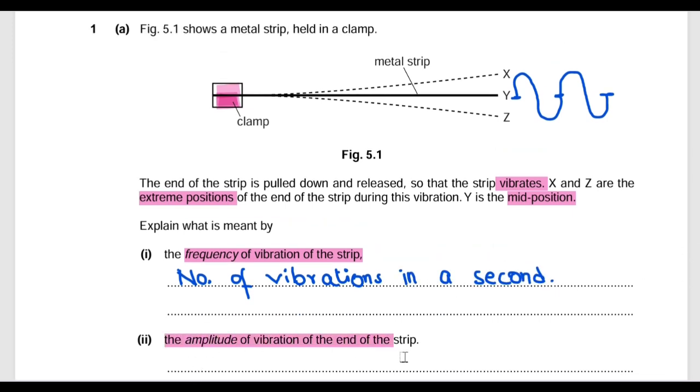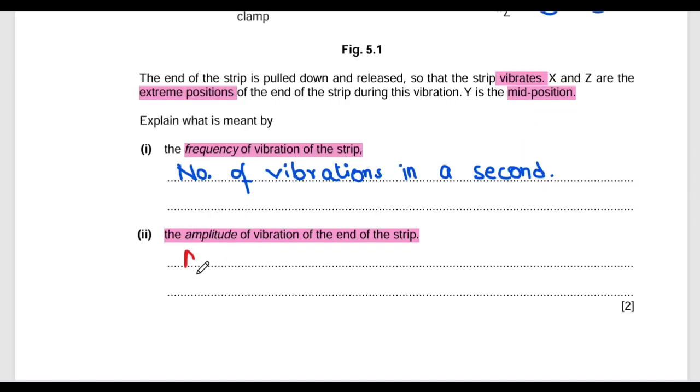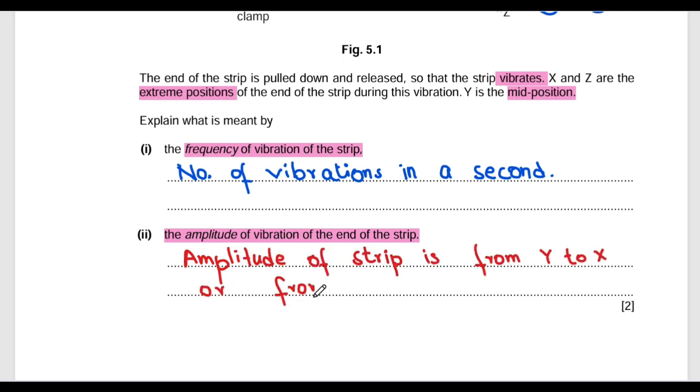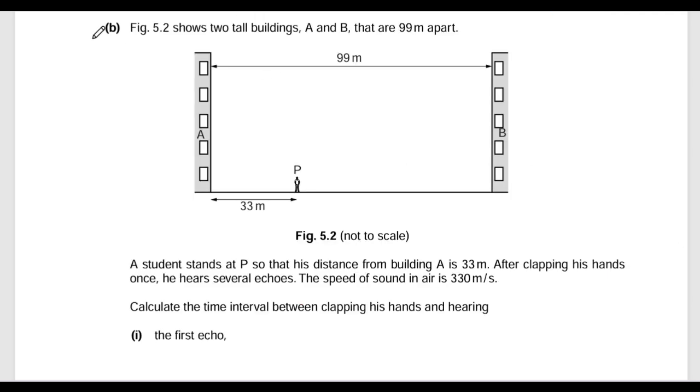Next part is saying the amplitude of vibration of the end of the strip. So amplitude is basically, for example, this is the mean position of the wave, and amplitude is the maximum distance achieved by the wave from its mean position. So in this case, maximum distance is YX and YZ. So amplitude of the strip is from Y to X or from Y to Z.